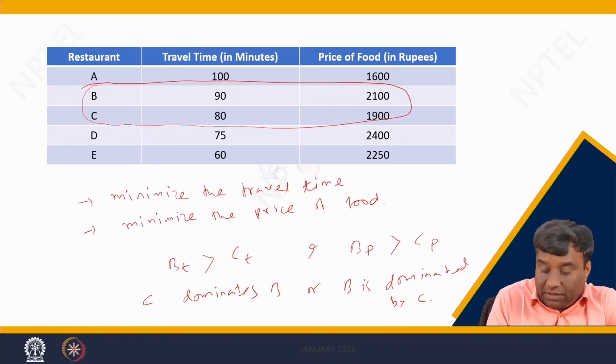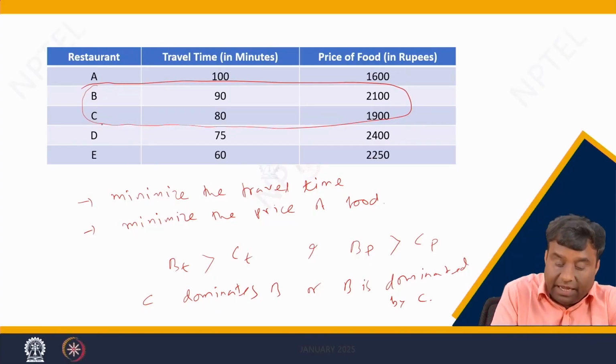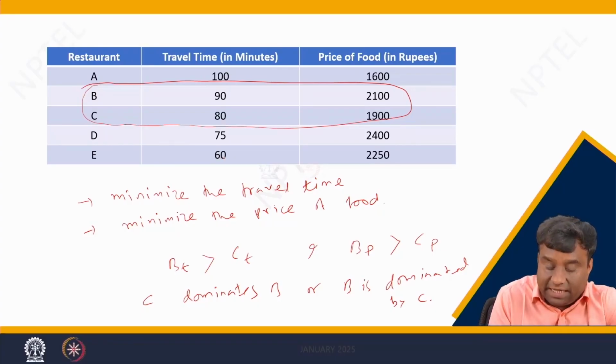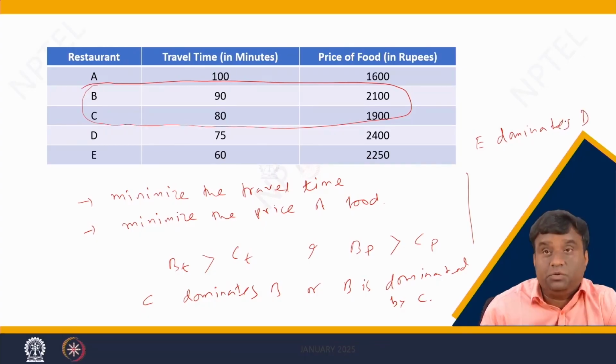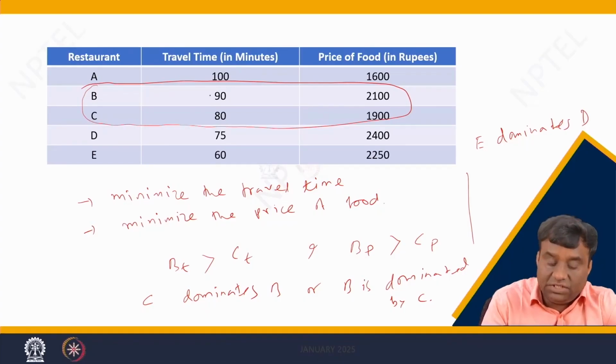Now if you compare the same thing for D and E. See, the travel time of E is less than the travel time of D. The price is also less. So we can say E dominates D, or D is dominated by E. So these are the examples.